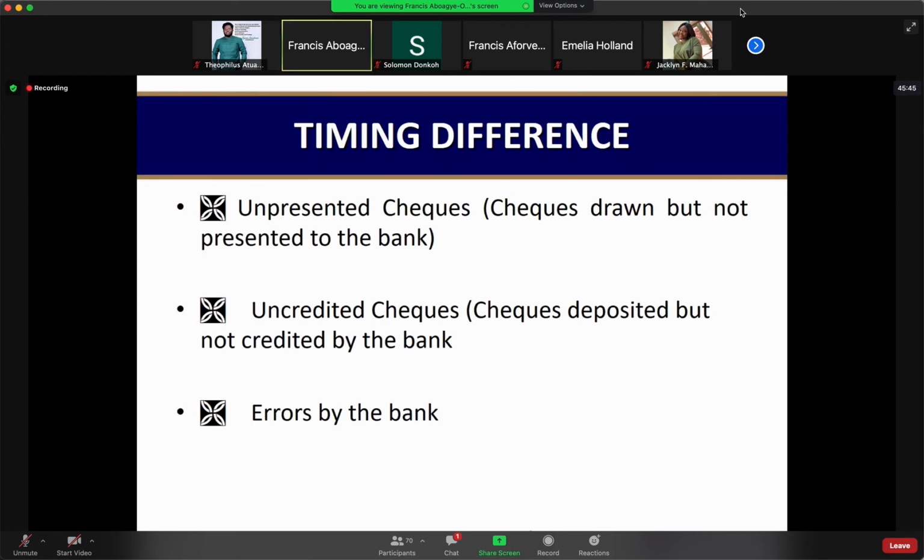So these are the timing difference items. So one, there could be unpresented checks. Two, there could be uncredited checks. And three, there could be errors. And here we are specifically looking at errors by the bank. Any question?